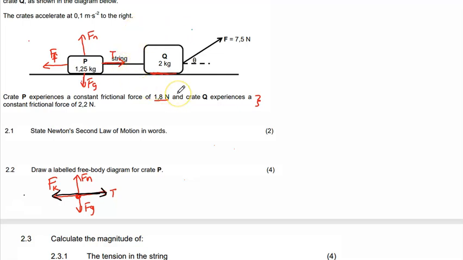But now, you know what I'm going to do, because I can't use crate Q, because we have another force here, which is Fx. If we use this one, the angle is not given. This will make everything more complicated. So I'll only work with crate P.